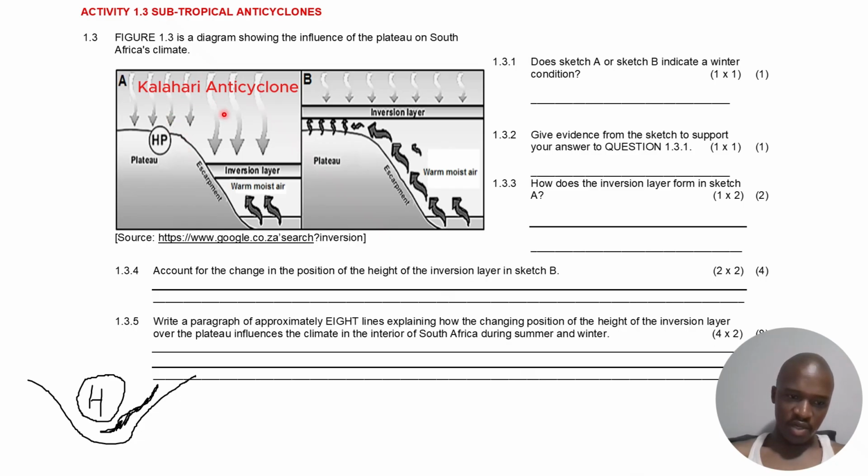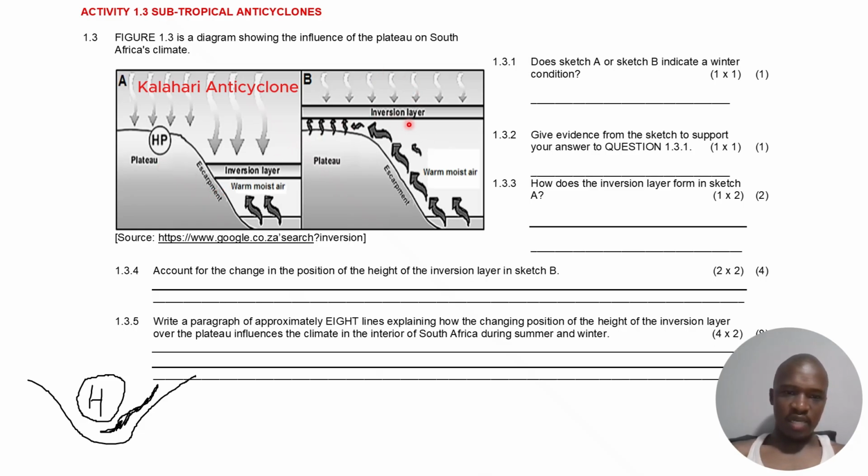Okay. Now, in winter, the Kalahari high is dominant. That's why you can see these arrows are very low. Now, because it is dominant, remember Kalahari high pressure is associated with sinking air. Since the air is sinking, it pushes our inversion layer. Can you see this layer here? It is being pushed by this sinking air. The Kalahari high is dominant, therefore there is more sinking air, which pushes our inversion layer to below the escarpment or below the plateau, right? If you say below the escarpment or below the plateau, it's acceptable.